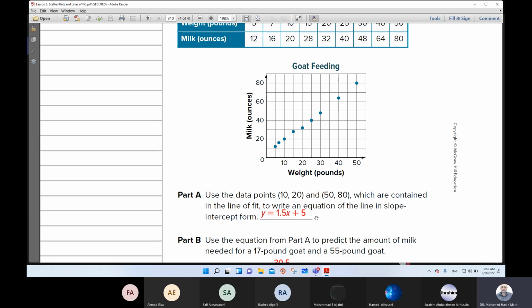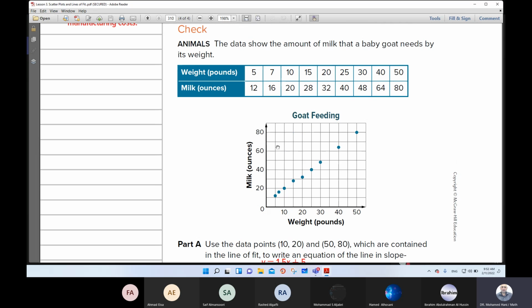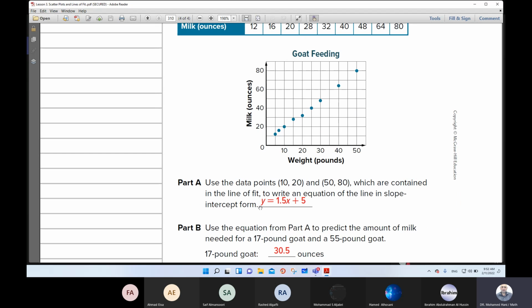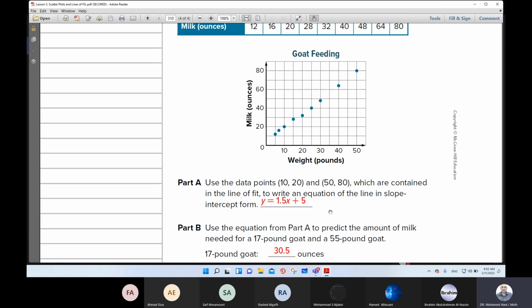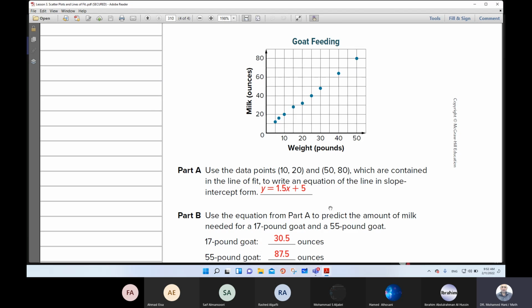Then we want to find the equation. We can find the slope, choose 2 points, find the slope, then substitute in the equation. You will get this equation. If you choose any point from these points, you will get the same equation. No change in this equation.